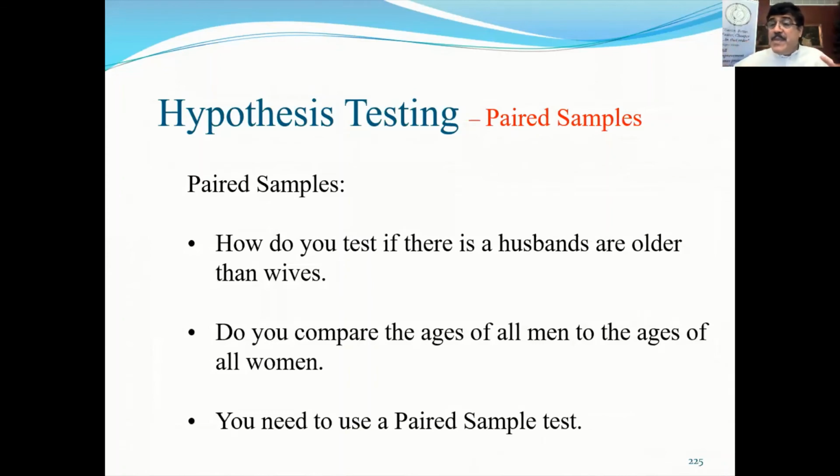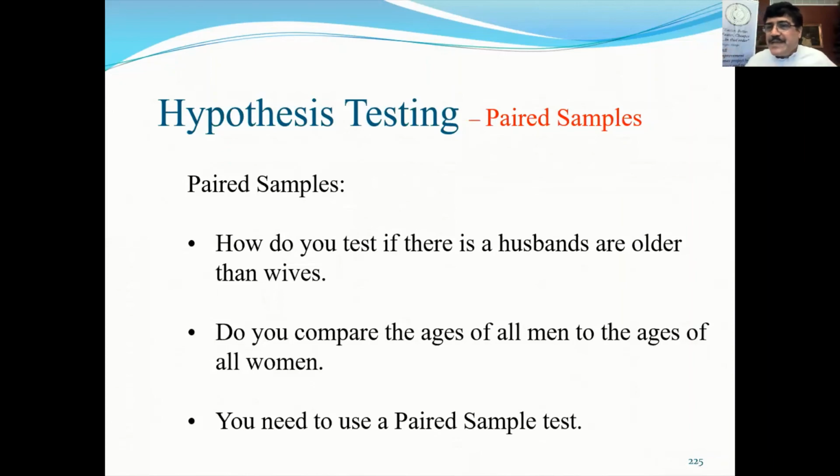If you compare men and women, you will not see that men are older than women on average, because some people live long and some people die young. But if we want to compare husband and wife, normally wives are younger than their husbands, right? So how do we compare?